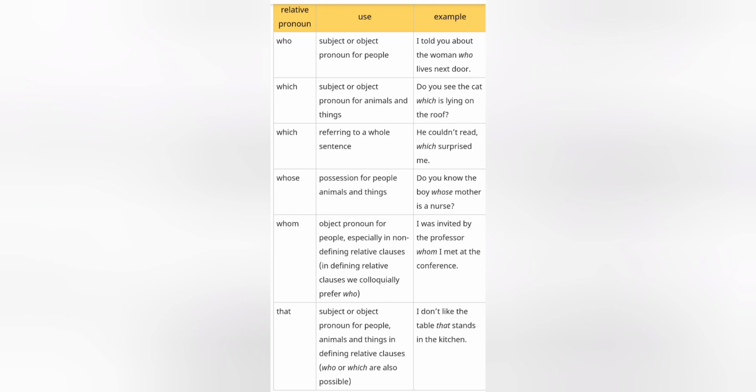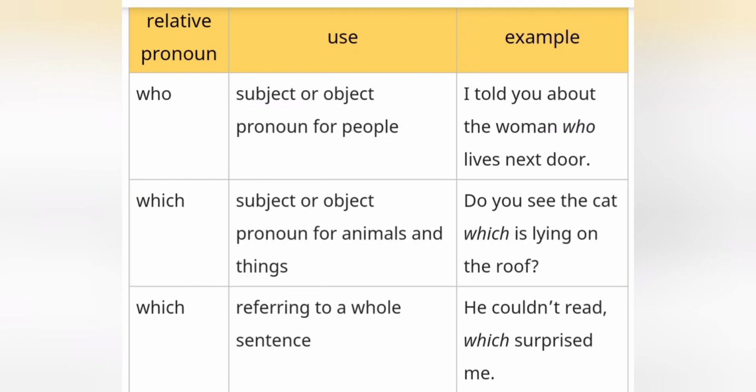Next one, the relative pronoun which is used as a subject or object pronoun for animals and things. Example, do you see the cat which is lying on the roof? And which is also used to refer to a whole sentence. Example, he couldn't read, which surprised me.